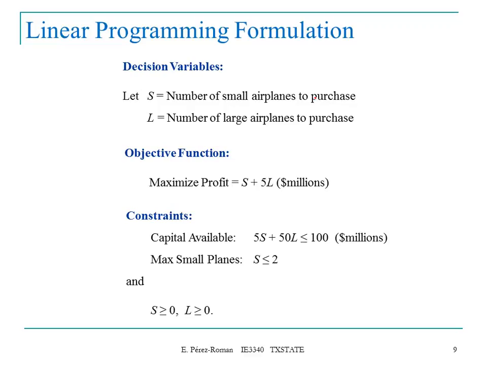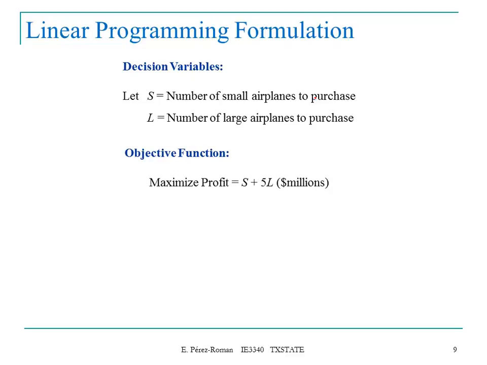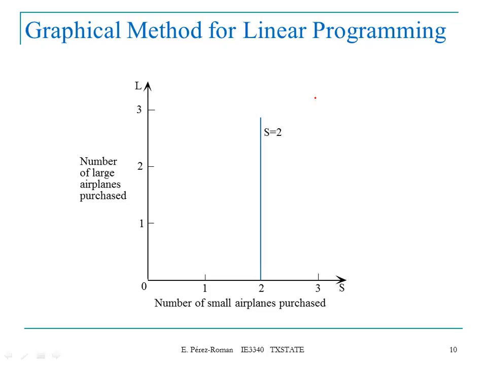Since we only have 2 decision variables, S and L, we can solve this problem using the graphical method. So we have one constraint, which is S less than or equal to 2. So that's our first constraint. Then we have another constraint, which is the money that you're going to spend. And finally, we can define our feasible region. So we know that our solution is going to be here at some point.